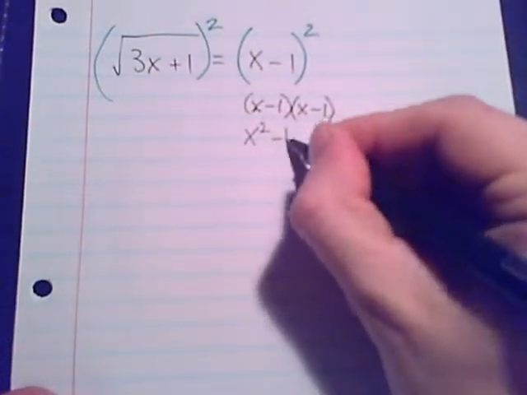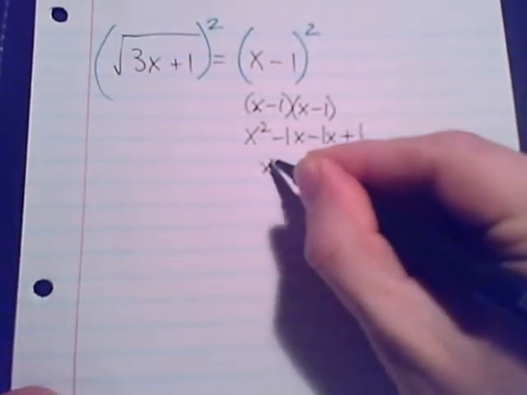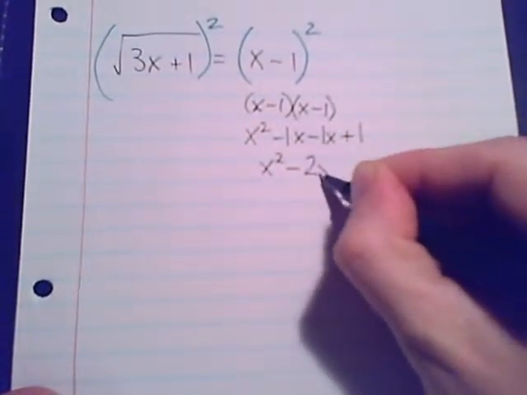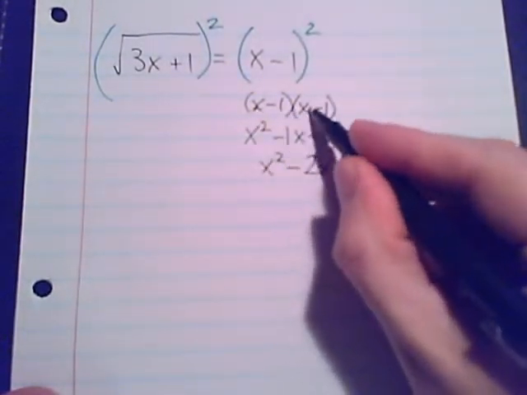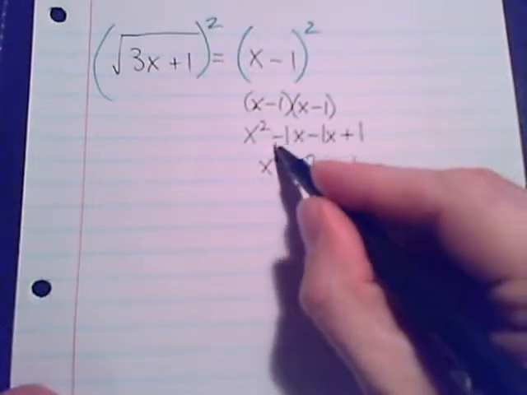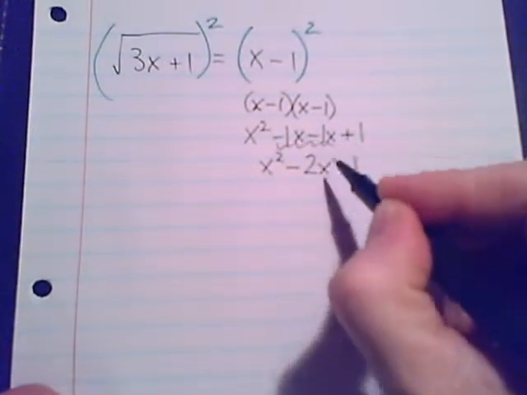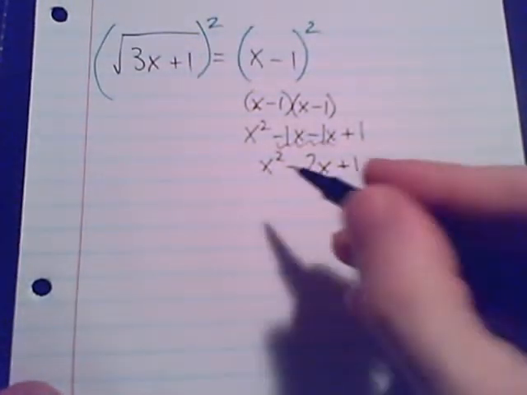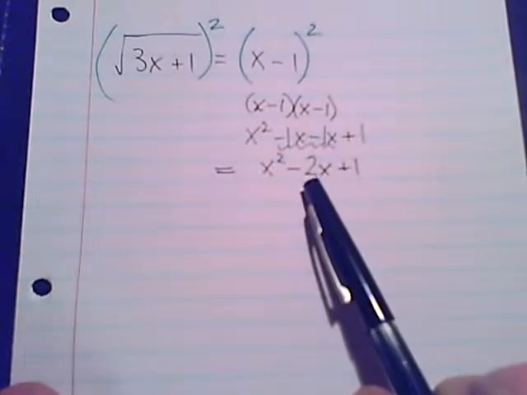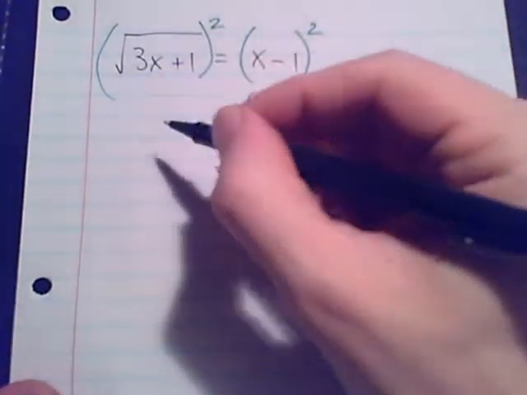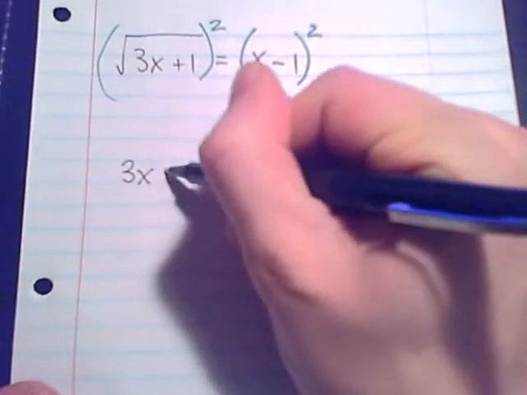X squared minus 1x minus 1x plus 1. So we did our first, outer, inner, last. Should be old hat by now. A couple of like terms, negative 1x with another negative 1x, negative 2x. That was our right side. And the left side, where we had the radical, we still have that square root and square cancel, 3x plus 1.